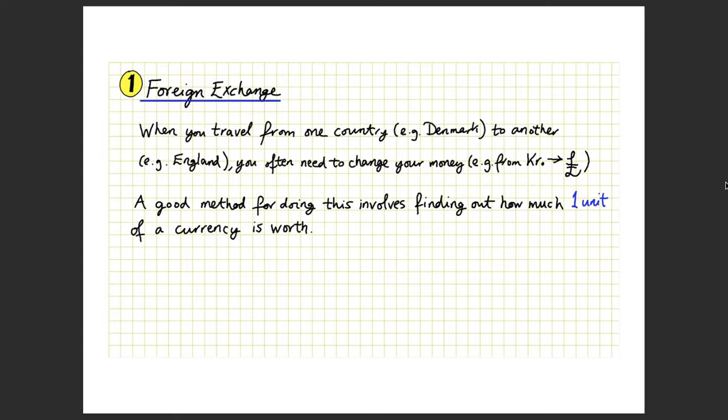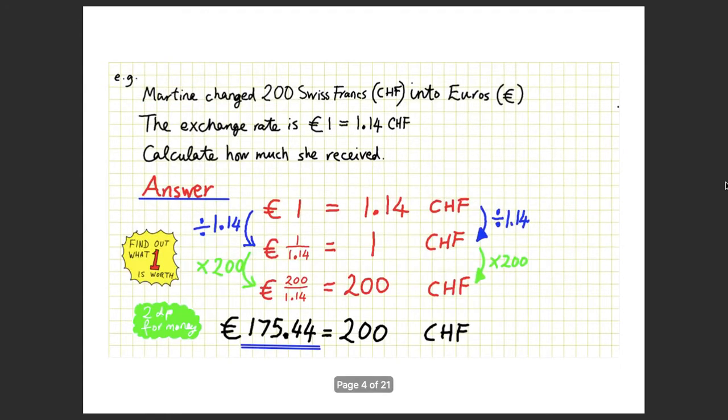Okay, so this is a quick lesson about foreign exchange. When you travel from one country, Denmark for example, to another country, England, you often need to change your money. So krona to pounds, krona to euro, euro to pounds, dollars, whatever. Now a good method for doing this involves finding out how much one unit of a currency is worth. Here's an example of what I mean by this.